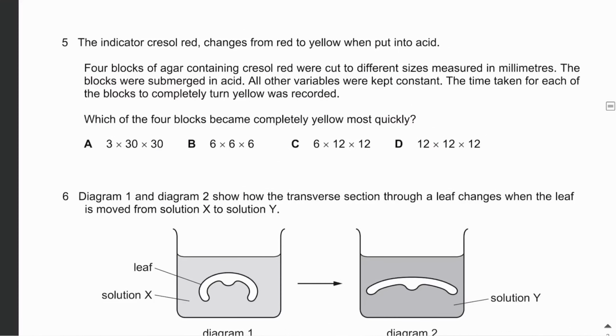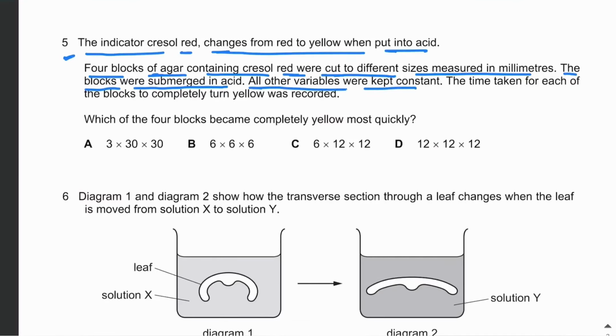MCQ number 5. The indicator cresol red changes from red to yellow when put into acid. 4 blocks of agar containing cresol red were cut to different sizes measured in millimeters. The blocks were submerged in acid. All other variables were kept constant. The time taken for each of the blocks to completely turn yellow was recorded. Which of the 4 blocks became completely yellow most quickly?